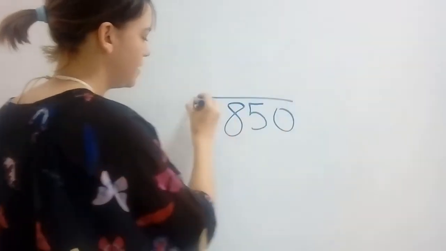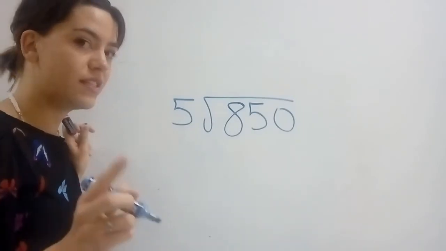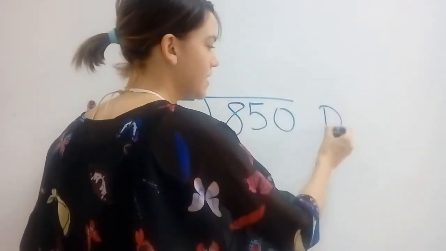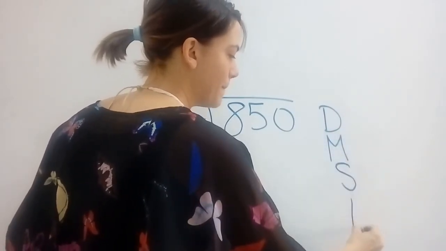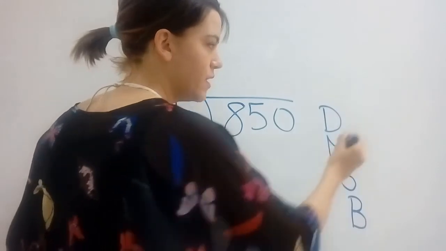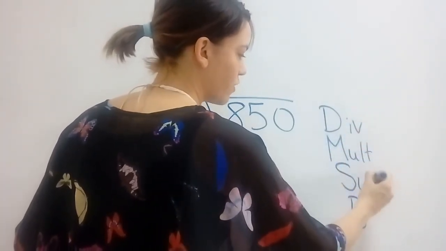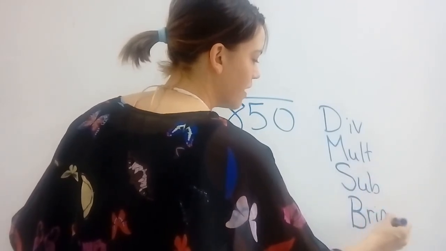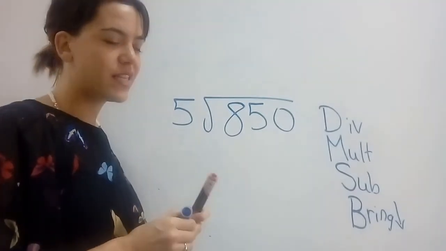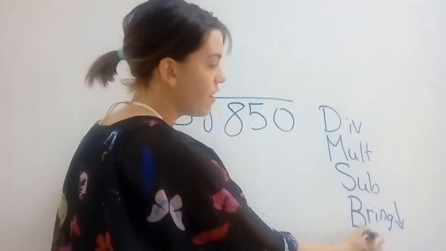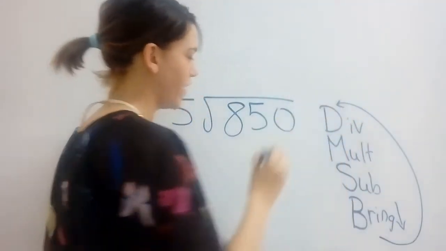850 divided by 5. So here's a little step to help you out. Does McDonald's sell burgers? Division, multiplication, subtraction, bring down. It always follows that order, and when you finish, if you still have more numbers here, you have to start all over again.